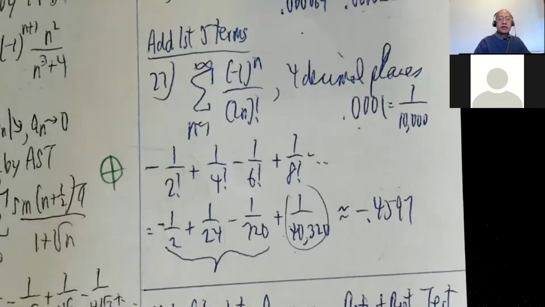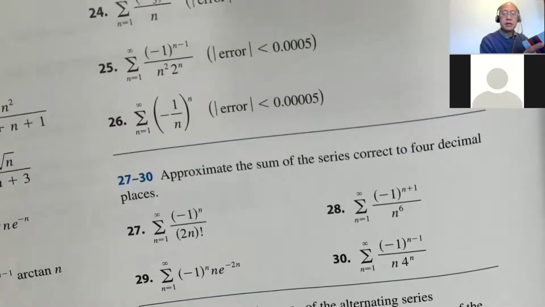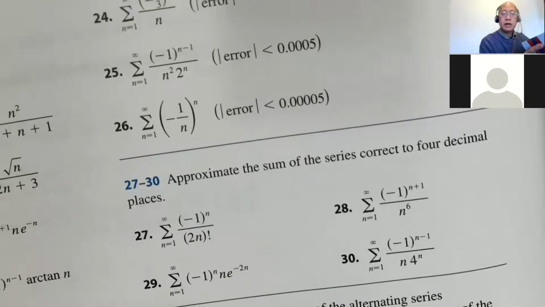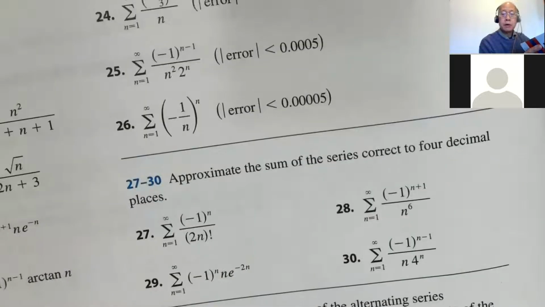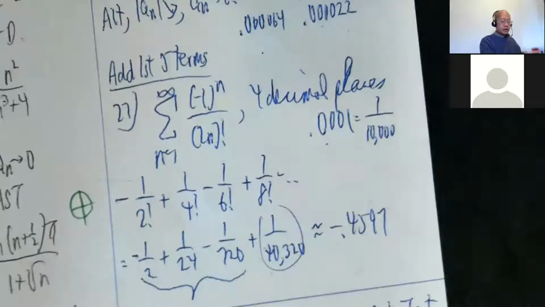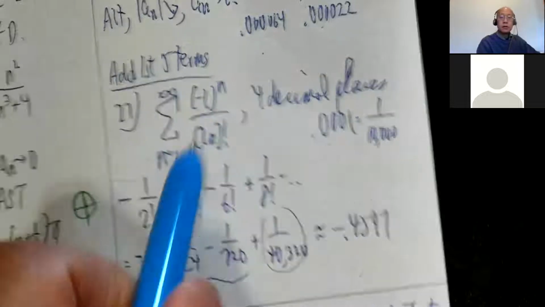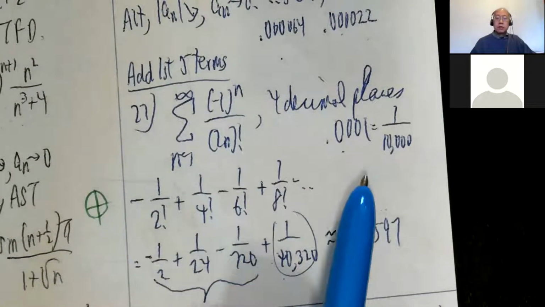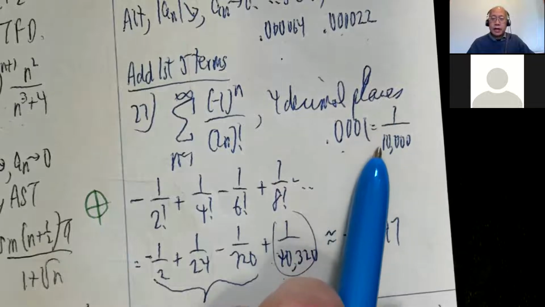All right, then 27. Then I'm done. Approximate the sum of the series to 4 decimal places. So I need to make sure the 5th term is no more than 1 in 10 to the 5th power. Negative 1 to the n over 2n factorial. Okay, so I want 0.0001 accuracy, or 1 in 10,000.